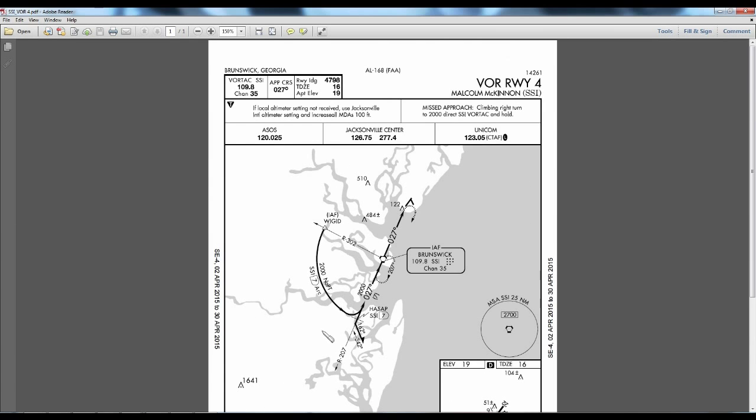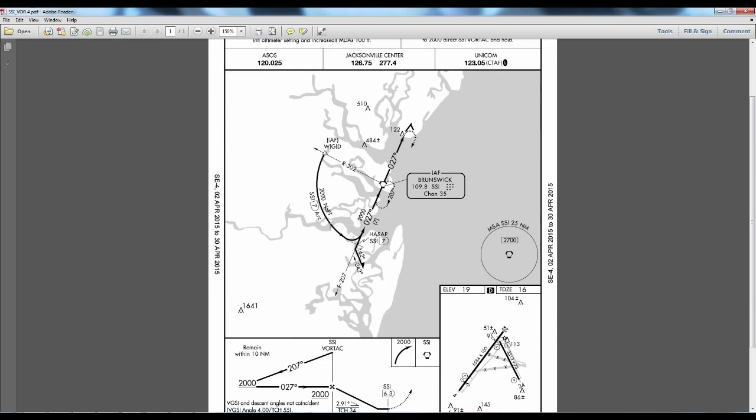For the full procedure, if we are coming from the south, we would have to fly to Brunswick, then 302 outbound, and we'd have to maintain the 2,700 minimum safe altitude for this. Then Widget, DME arc, back to the final approach course, down to 2,000, Brunswick, down to minimums, land, hopefully.